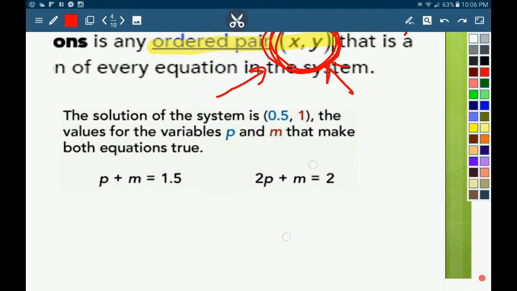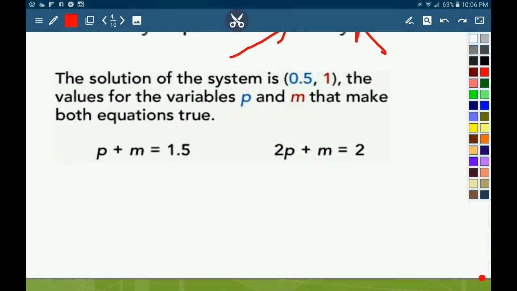This is the same situation with the pencil and the marker. It says the solution of the system is (0.5, 1), as we kind of logicked our way through a moment ago. The values for the variables p and m make both the equations true. So if we were to verify this, it has to be true in both of the equations. So let's substitute 0.5 in for x and 1 for y in both equations. Sorry, not x and y, my apologies, p and m. So this was p and this was m.